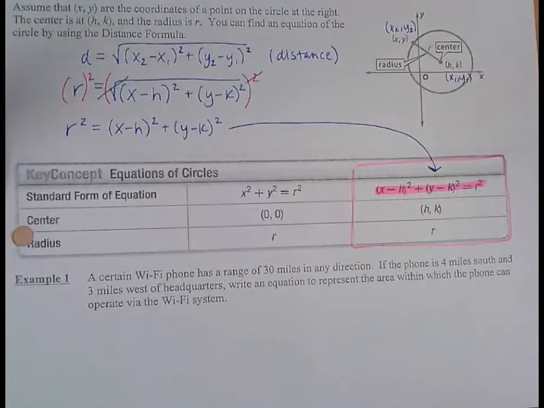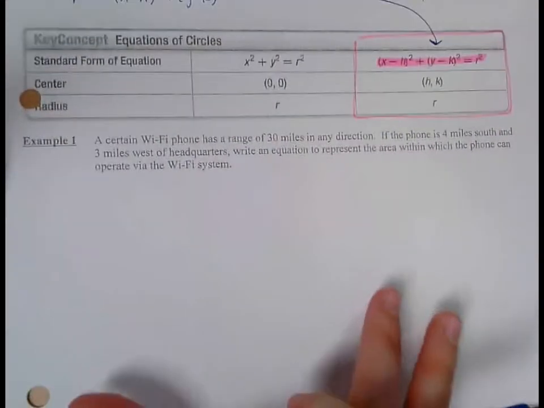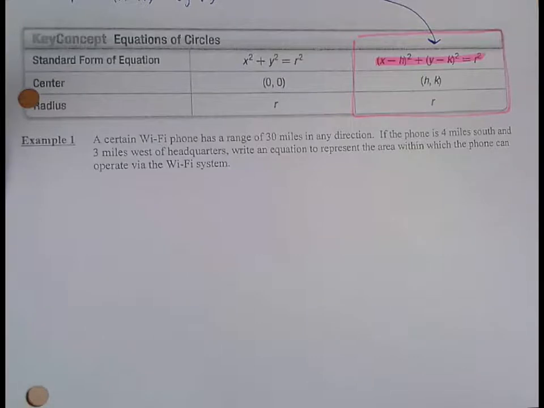Okay. So we're going to get right into examples. We're first looking at being given different pieces of information to write an equation of a circle. Example 1 is more of an application. We have to pull out the information and interpret what we're given to write our equation.